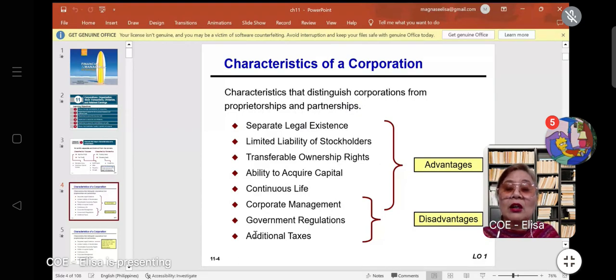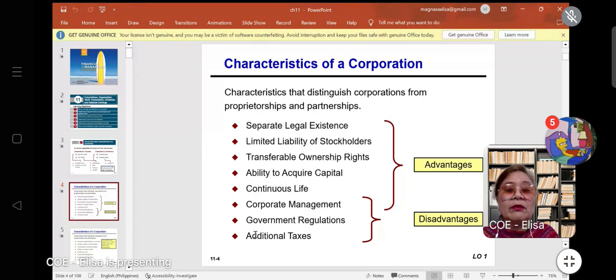Unlike also sa sole proprietorship, it's either they borrow money or they have to get it from their personal funds. So ana lang. But for corporation, they can issue stocks and then acquire capitalization from the public. It has a continuous life, normally 50 years, and then renewable na siya.